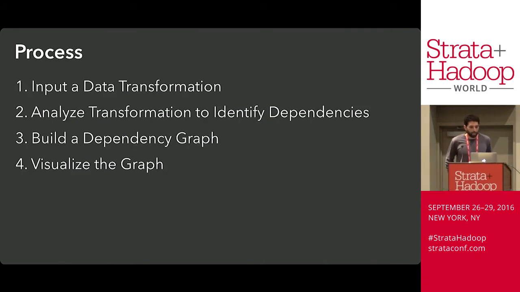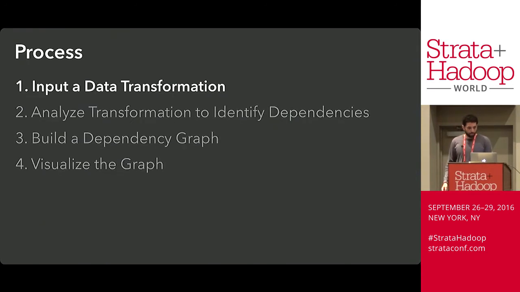So what does the process look like? First, we're just going to take a data transformation. We're going to analyze all the individual steps of the transformation to detect dependencies between columns across individual transformations. Once we have these pairwise dependencies, we can use all this information to build up a dependency graph, and then we can use techniques from graph visualization to start inspecting and interacting with the lineage.